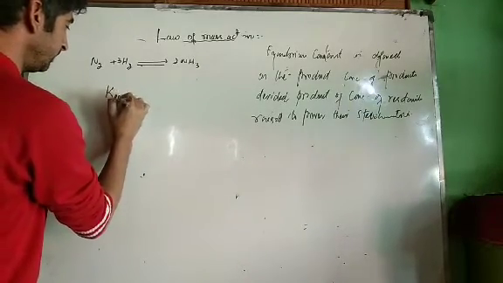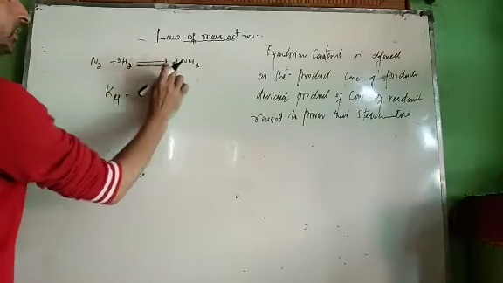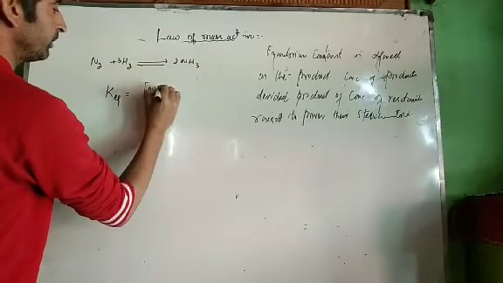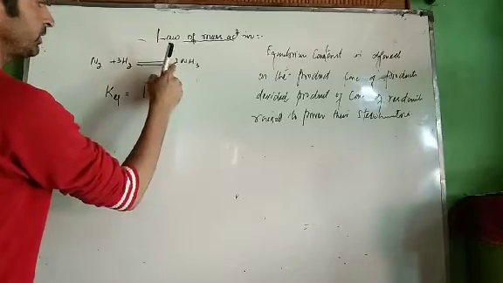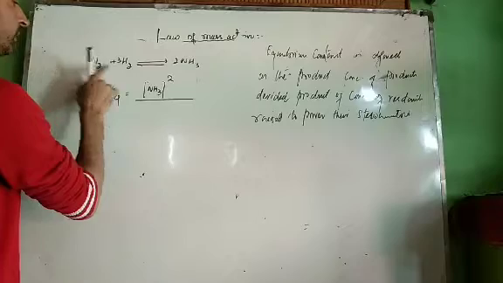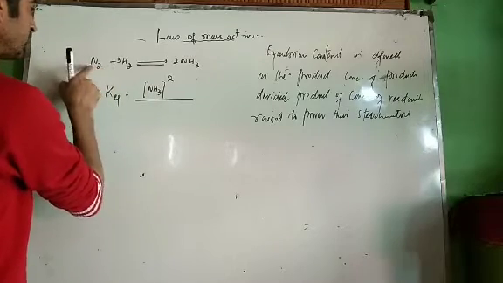K equilibrium will be equal to the product of concentrations of products. What is the product? The product is ammonia, that is, the active mass of ammonia, raised to the power of its stoichiometry. What is the stoichiometry? 2. Divided by the product of concentrations, or active mass, of reactants.